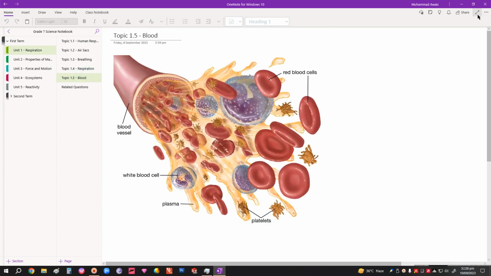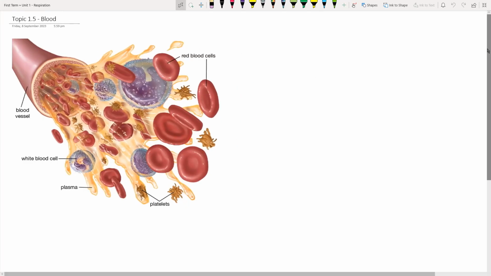Finally, let's get into our final topic, which is blood. And this is going to be a short little topic, because I'm just going to give you a summary of how you can prepare this topic for any kind of questions or examination.